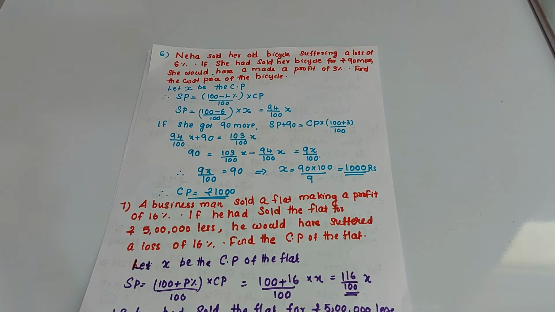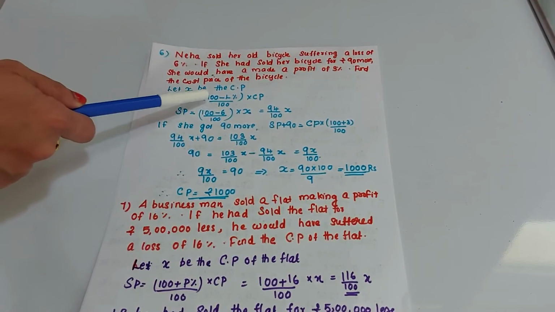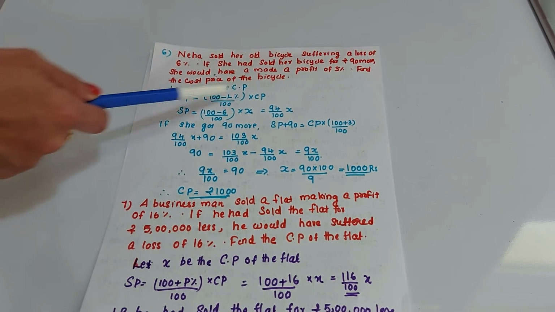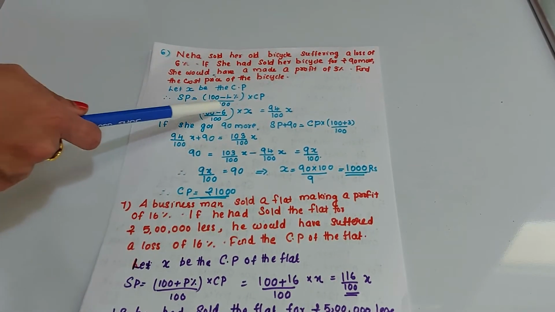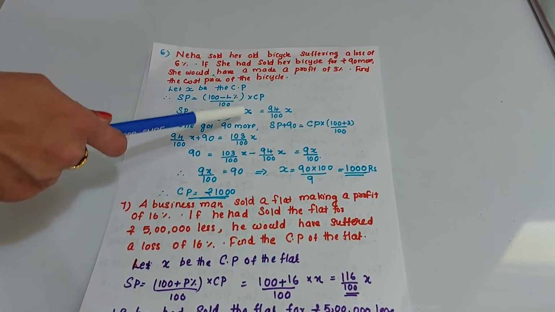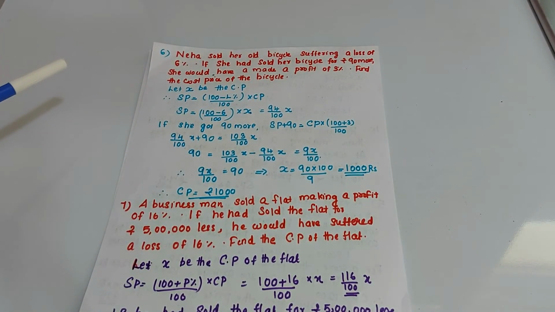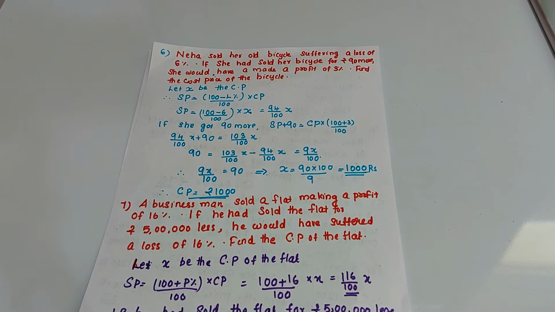So here in the question it is given that find the cost price. So let X be the cost price. Then what about the selling price? Selling price, you know the formula: 100 minus loss percentage divided by 100 into CP. Substituting X for CP, we get SP equal to 100 minus 6 by 100 into X. So selling price in terms of X equals 94 by 100 into X.